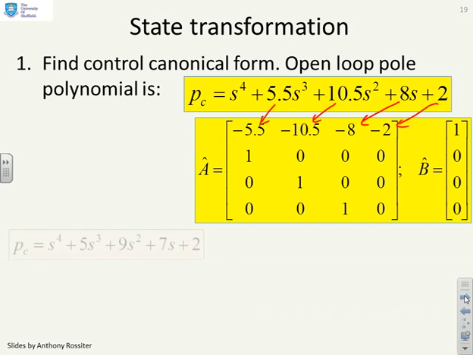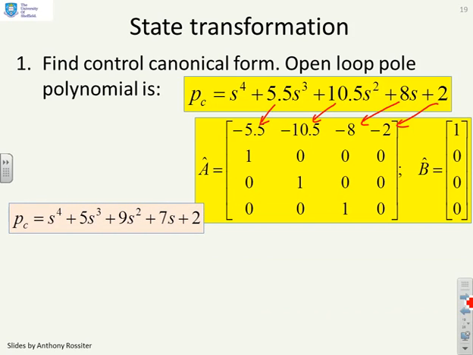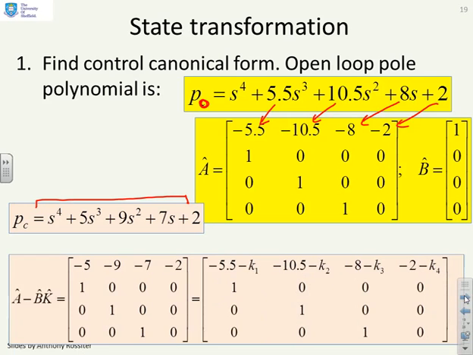So the next step is to say, okay, these are the poles that I actually want. Now I should have, sorry, this was open loop. That's what I'm saying, that was open loop. It shouldn't have had a C there, I knew there was a minor typo. So here's the closed loop. This is what we actually want. We want coefficients 5, 9, 7, and 2.